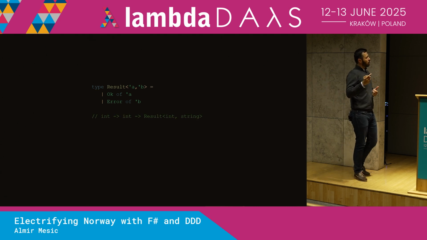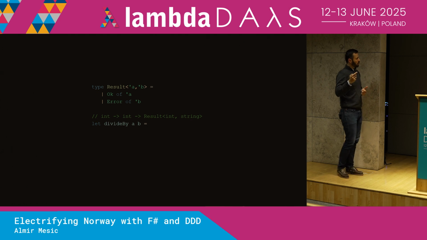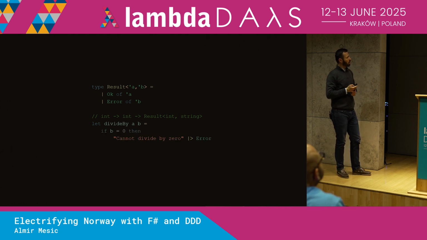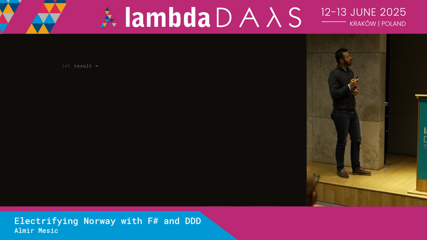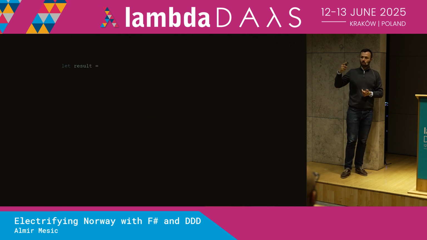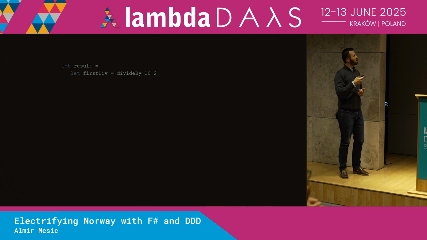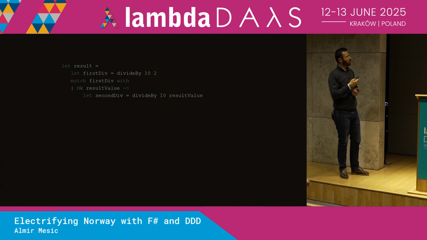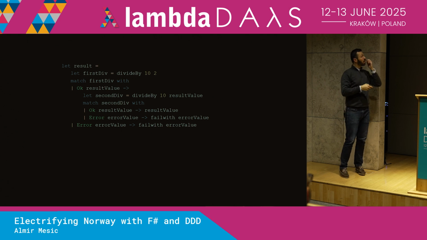Let's say you have a divide function taking A and B. If the divisor B is 0, then it's an error. Otherwise, it's OK. So let's imagine you want to call this function 3 times. What ends up happening is you get this pyramid of doom code.